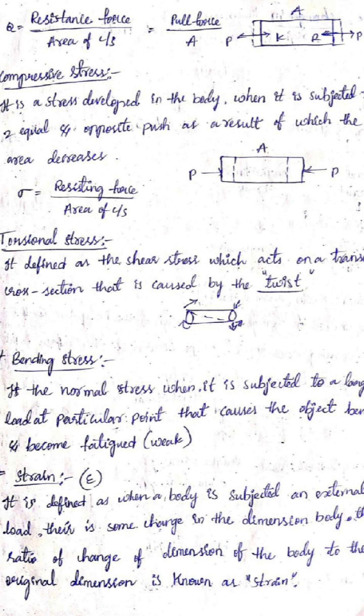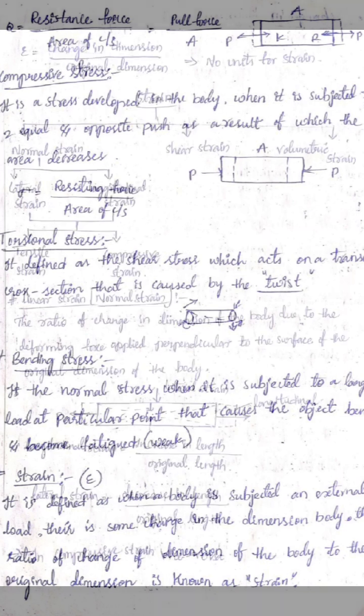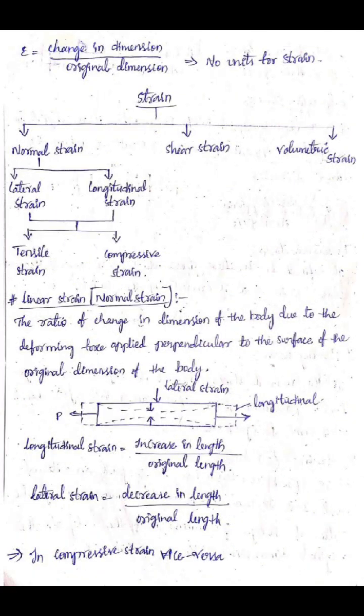Strain. It is defined as when a body is subjected to an external load, there is some change in the dimension of the body. The ratio of change in dimension of the body to the original dimension is known as strain. Strain is equal to change in dimension by original dimension. No units for strain.